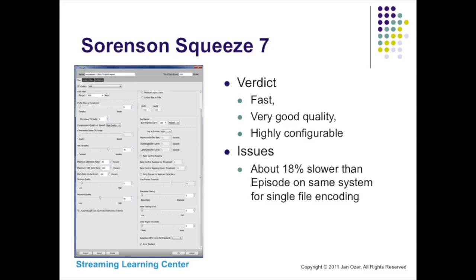And Squeeze, this is Squeeze 7, and it's the same thing in Squeeze 8, gives you access to most of the WebM encoding options you can access in the command line encoding tool. So if you want to customize, if you want to tinker, Squeeze is the tool that you want to use. Quality was the same as Episode and Google, and speed was about 18% slower than Episode.